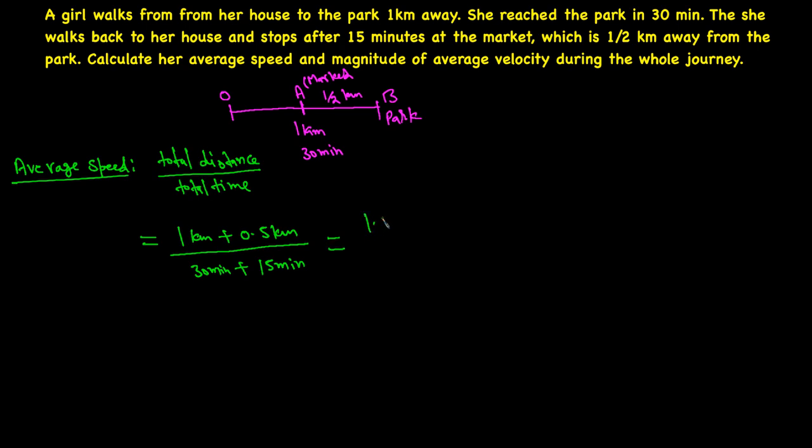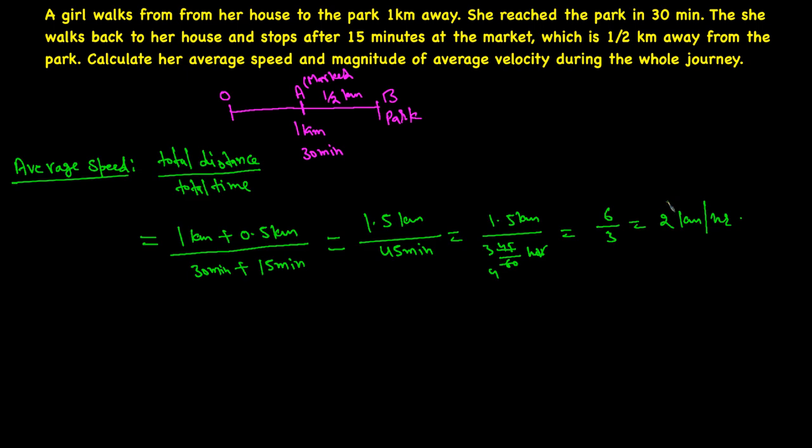So this is going to be equal to, total distance is 1.5 kilometer, and 30 plus 15 minutes can be written as 45 minutes, and we can change that to hours. 1.5 kilometers over 45 over 60 hour. You can say 3 4 goes to the top, 6 over 3, so is equal to 2 kilometer per hour. So this is going to be her average speed, 2 kilometer per hour.